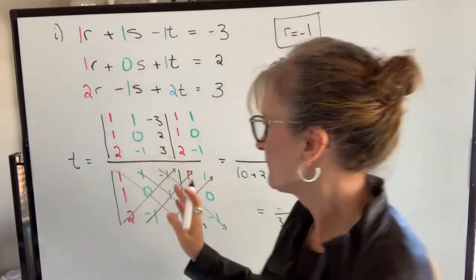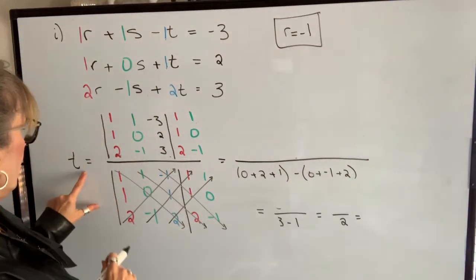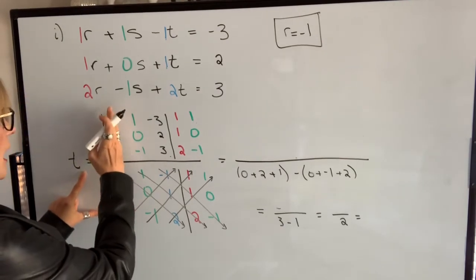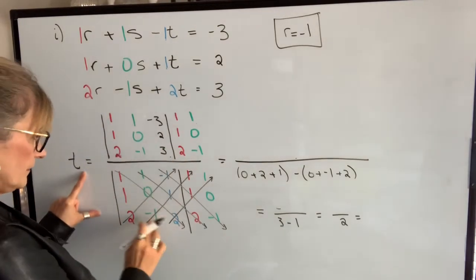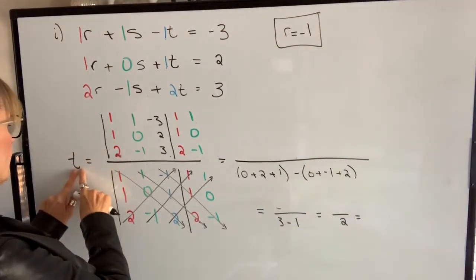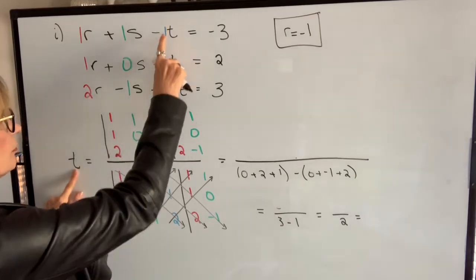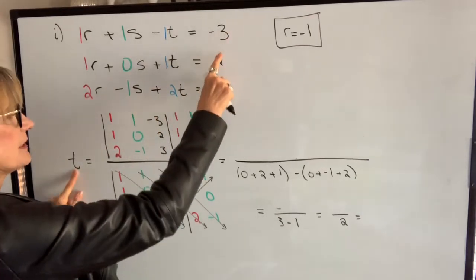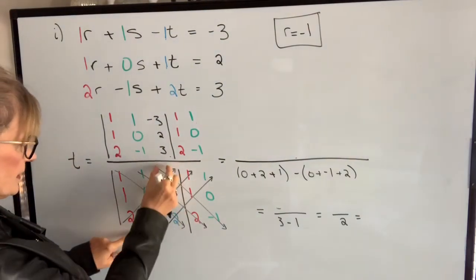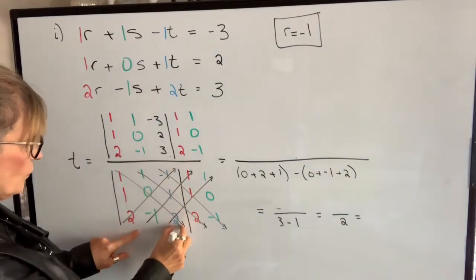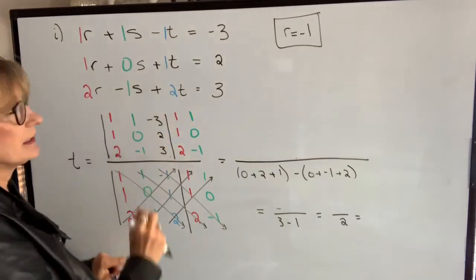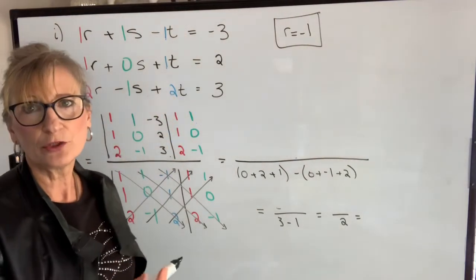Because I'm solving for t, I keep the determinant the same except for the column of coefficients for t, which is the blue ones. I have to replace them with the constants. So it looks the same as this, it's just this column of coefficients, which were the t coefficients, have to be replaced with the constants, only in the numerator.